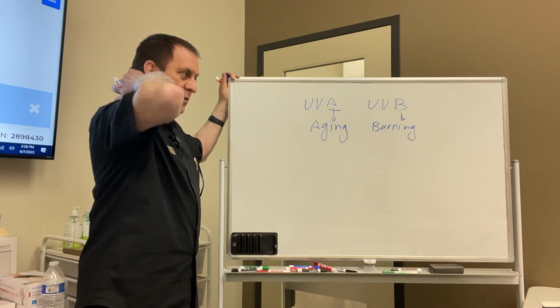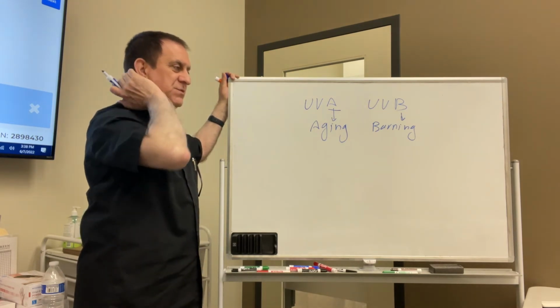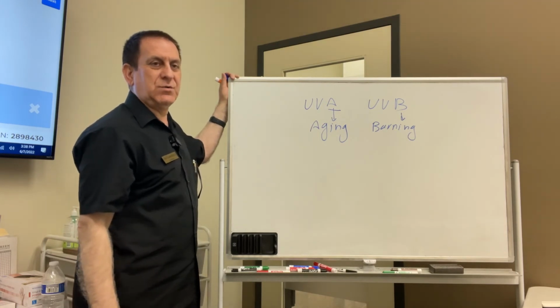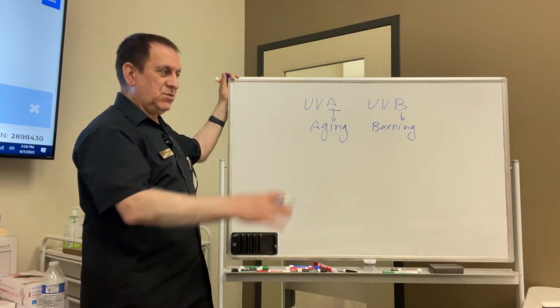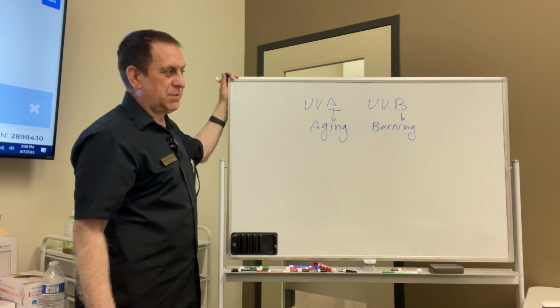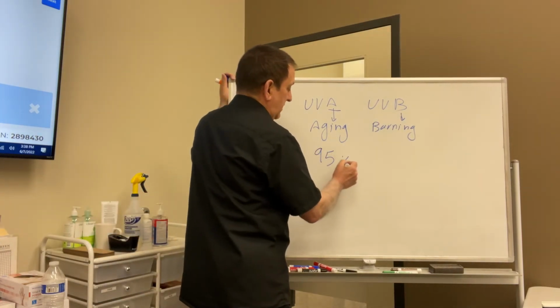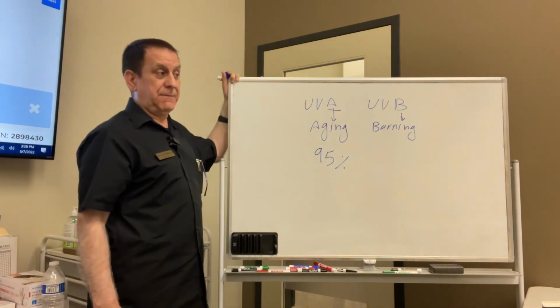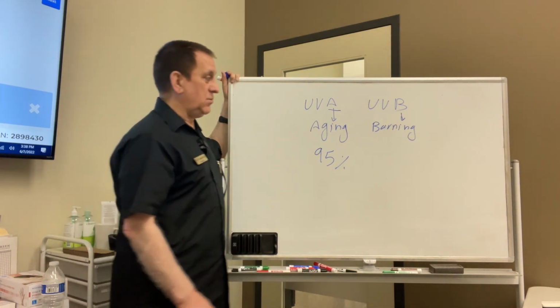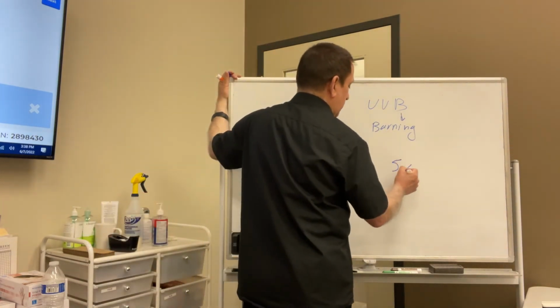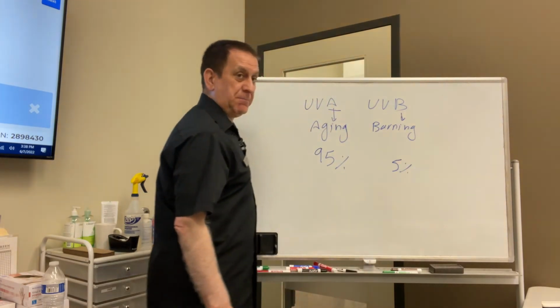Which one is more prevalent? That means which one is more? Which one do we have more, UVA or UVB? When you go by percentage? That's right, 95% of the UV that we have is UVA. And only about 5% is UVB.